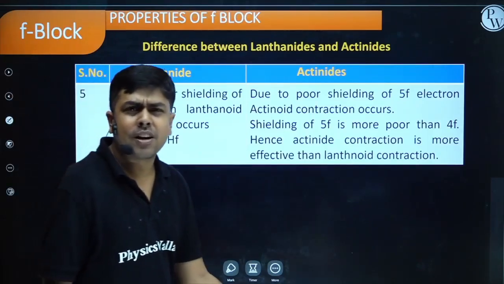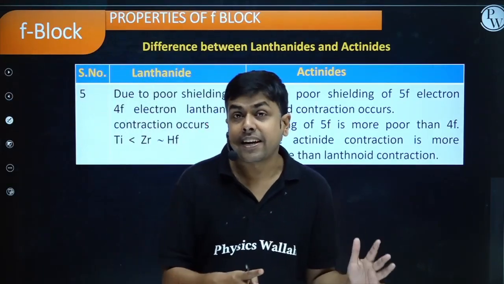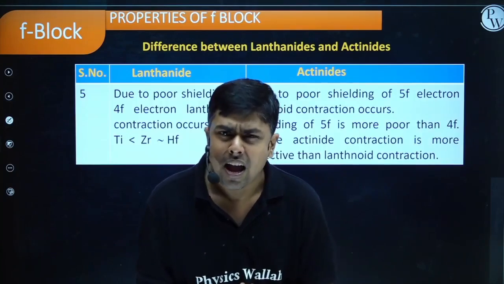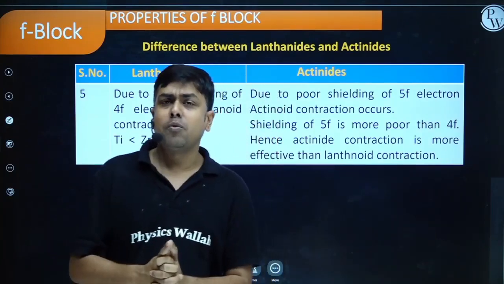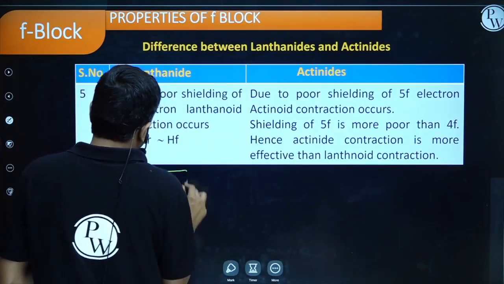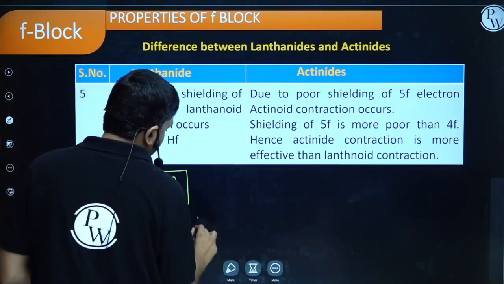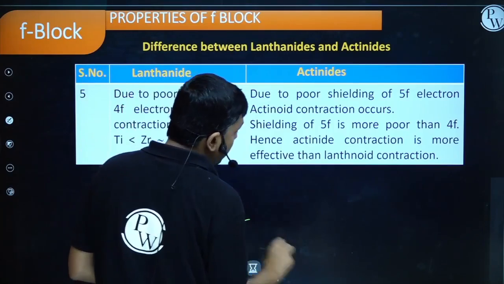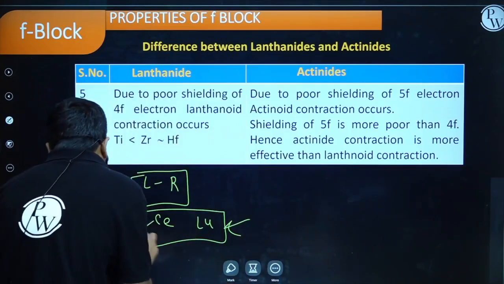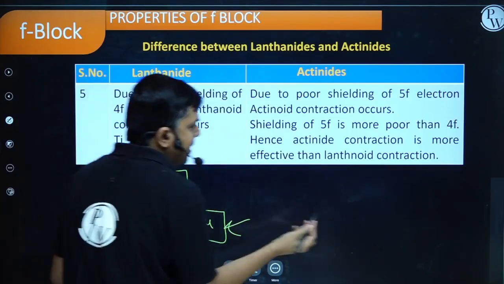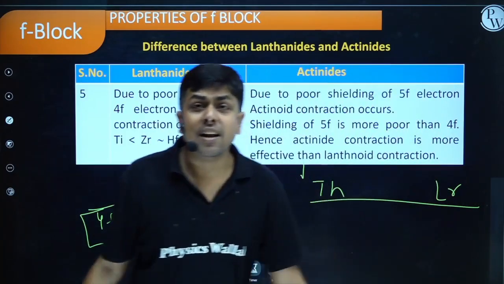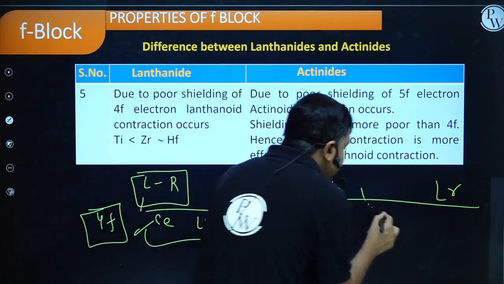Now, we have studied that in both lanthanides and actinides, lanthanide contraction and actinide contraction are observed, right? And because of this lanthanide contraction, what will happen? The size of the ion will decrease as we move from left to right. As we move from basically cerium to lutetium, the size of the metal ions will decrease. It's mainly because of the poor shielding of 4f. Similarly, as we move from thorium to lawrencium, the size of ions will decrease. It's mainly because of actinide contraction.